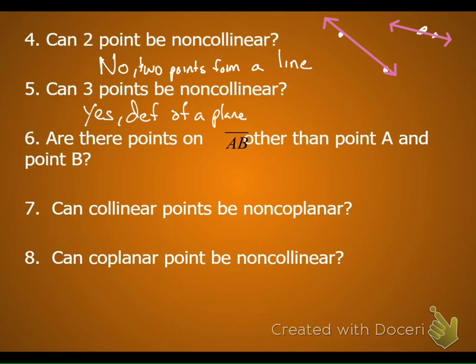Okay, after that, there are points on AB other than point A and point B. So if you've got a segment and it tells you you have a segment AB, are A and B the only points on that segment? What are those 2 points of the segment? Do you guys remember what we use? When we label a segment, what are the 2 things that we use for our letters? Beginning and the end. Yeah, they're the endpoints. Yep.